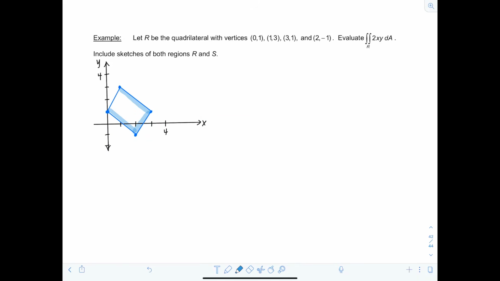So where to begin, right? How do you even know what transformation to pick? Well, it's based off of the equations of the boundaries. That's my best advice to you.